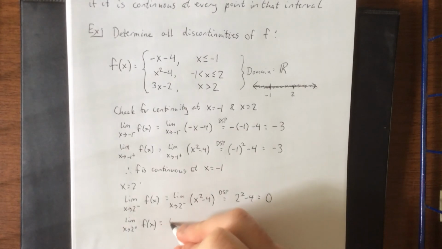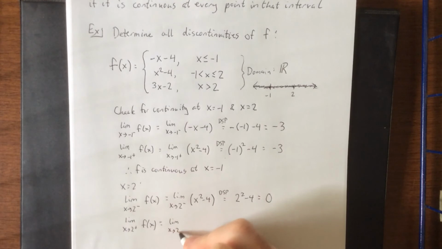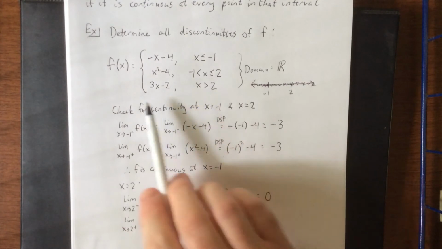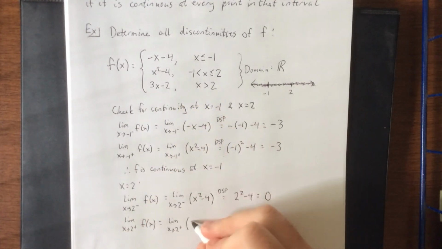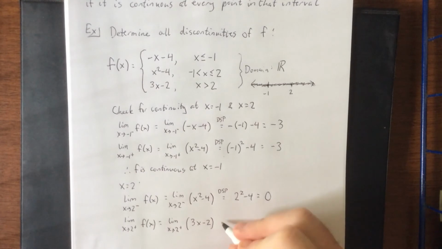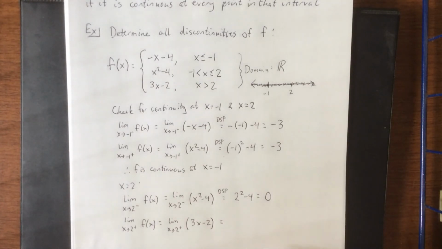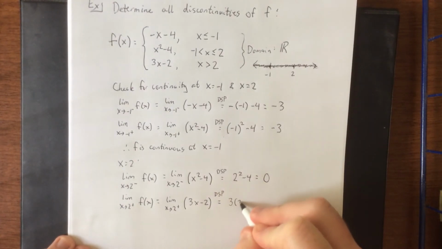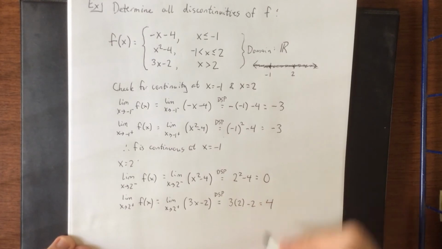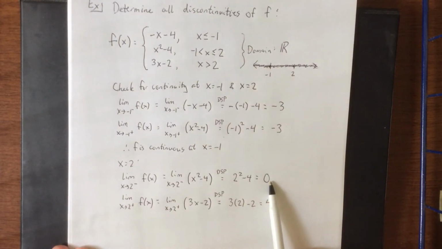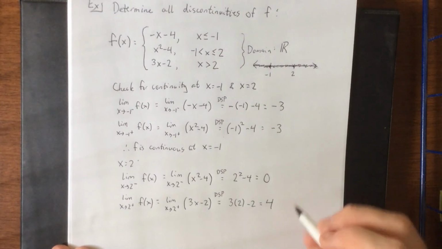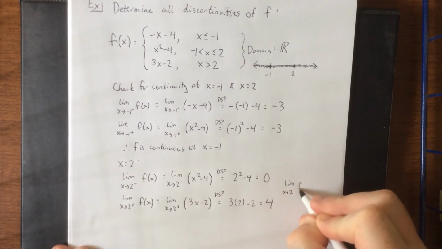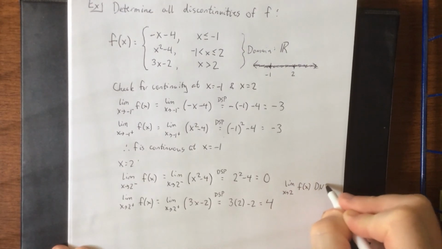When we approach x equals 2 from the right-hand side, from the right-hand side means that x is greater than 2. X is greater than 2 uses this rule for the function. So this will be 3x minus 2. If I apply the direct substitution property to this, that would be 3 times 2 minus 2, which is equal to 4. You'll note now that the left-hand limit and the right-hand limit are not equal to each other. Therefore, the limit as x approaches 2 as a two-sided limit does not exist.